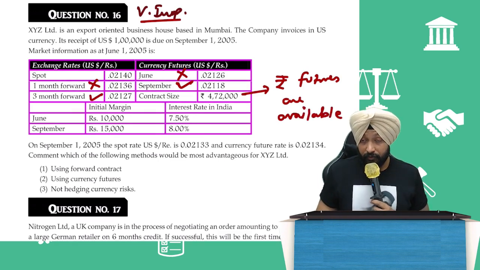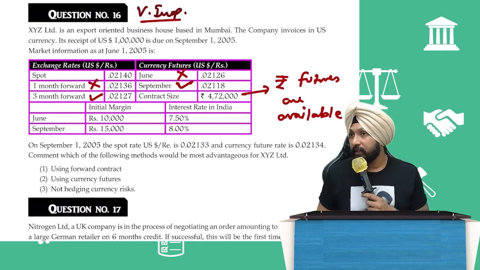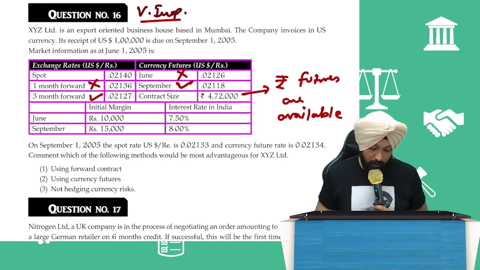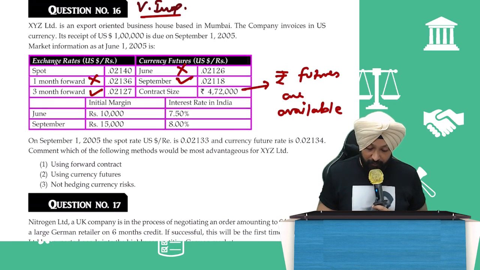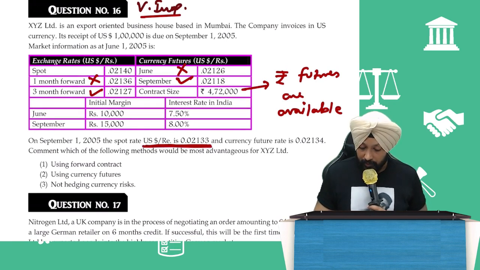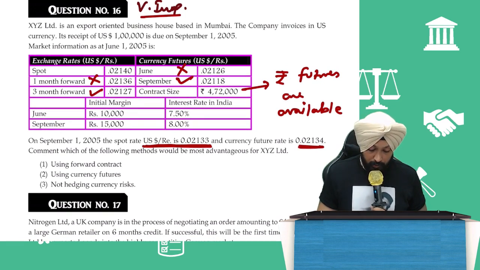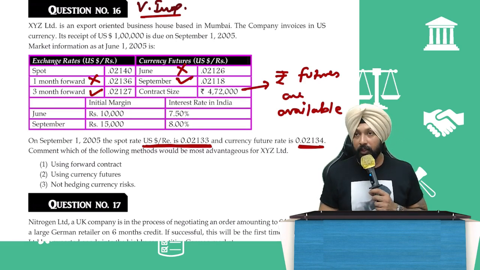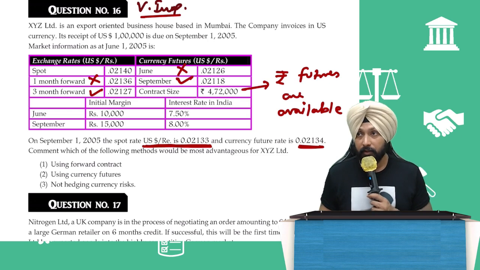Rupee futures are available. Your exposure is given in dollars. Lot size is given in rupee. So you have to convert it into rupee equivalent exposure, then divide by lot size to find out the number of lots. Correct? On September 1, 2005, the spot rate for dollar per rupee becomes 0.02133. And the currency future rate is 0.02134. This will be used for settlement purpose. Comment which of the following methods would be most advantageous for the company. Number 1, using forward contract. Number 2, using currency futures. And number 3, not hedging the currency risk.